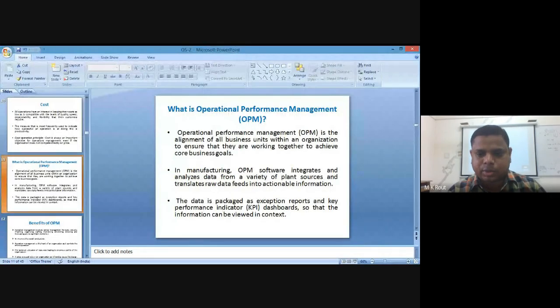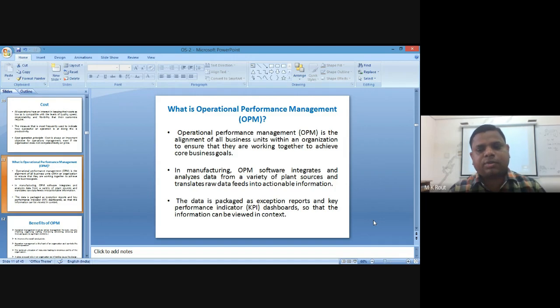The next part is, is the PPT visible? Yes, sir. Okay. In case of manufacturing, the operation performance management software integrates and analyzes the data from a variety of plant sources and translates raw data feed into actionable information. This software is basically used in manufacturing industries, where they can collect various types of data from the different plant sources, and that data is directly fed into actionable information.